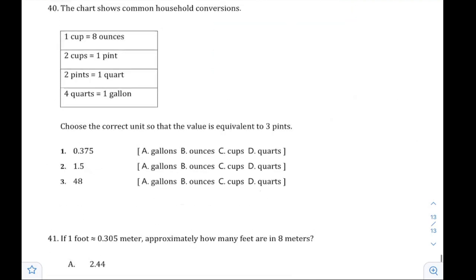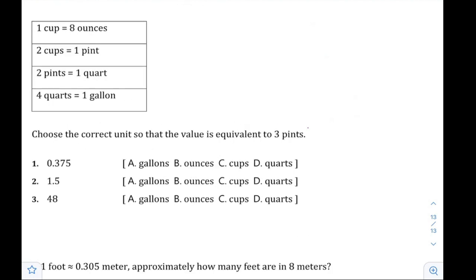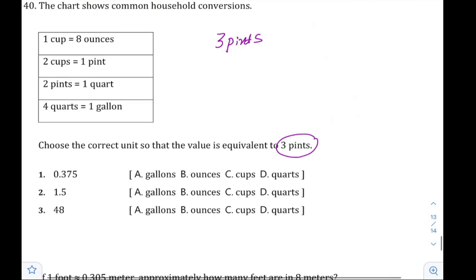Okay. Now conversion of units. The chart shows common household conversions, as you see here. Now, how can we deal with conversions here? Choose the correct unit. We want to convert 3 pints. If you want to convert it to gallons, because here we have gallons, ounces, cups, quarts. If you want to convert it to gallons, let's check here.